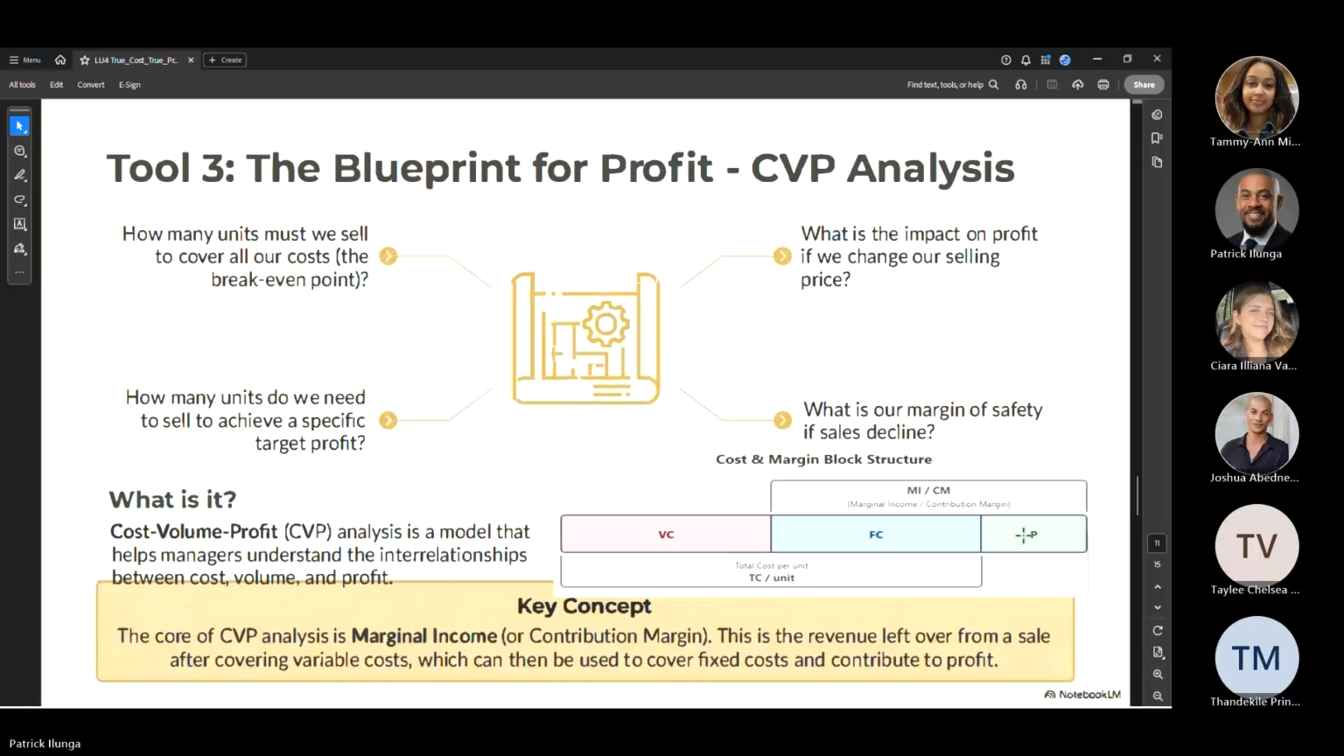Do you see? So what is marginal income? Marginal income is when we take the price minus the variable cost. If you remove the variable cost, you are only left with this part here, fixed cost and profit. Do you see this part? We call that the marginal income or the contribution margin. Why is it important? Because this one goes out to pay for the fixed cost.